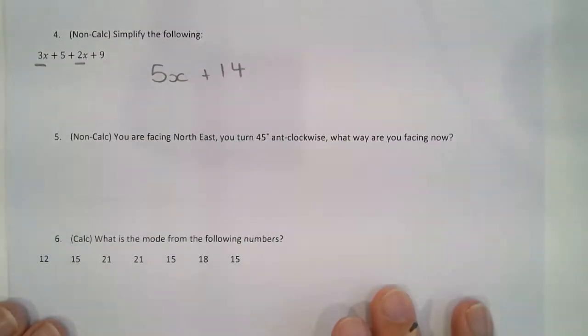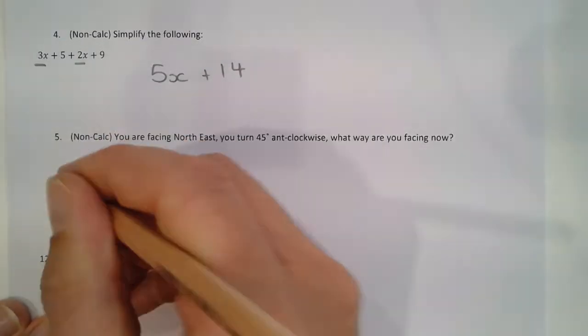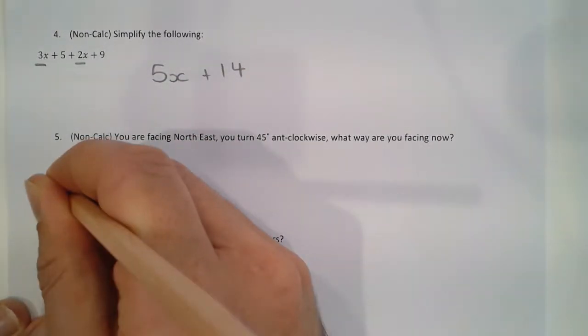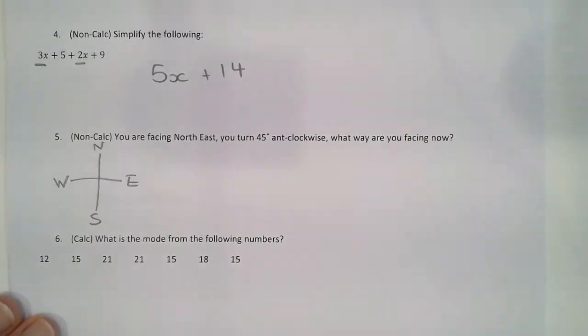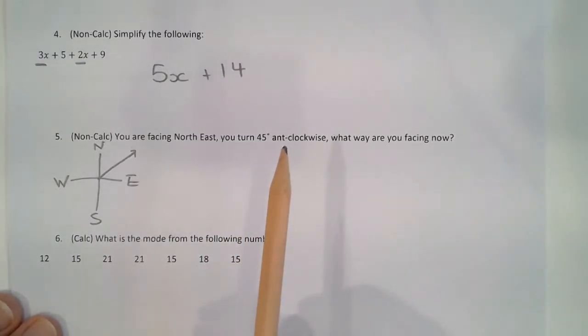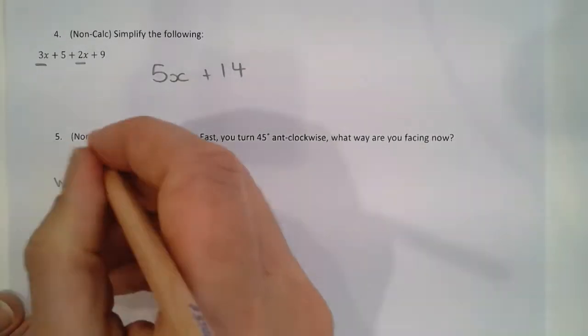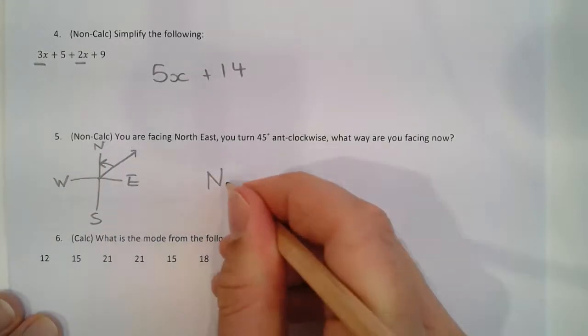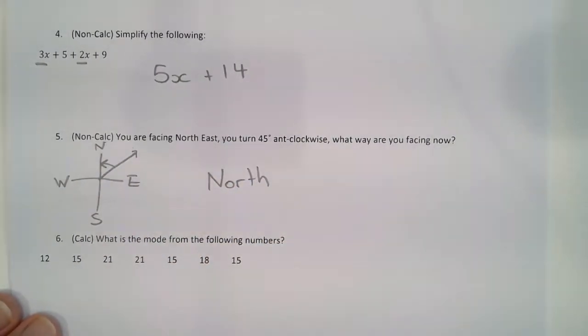Easy. Right, you are facing northeast, so let me draw a compass. The naughty elephant splashed water. So you're facing northeast. That way. I'll draw a little arrow. You turn 45 degrees clockwise. What way are you facing now? So that way. So I'm facing north. And write the word north, not just a capital N. That's how you spell north.